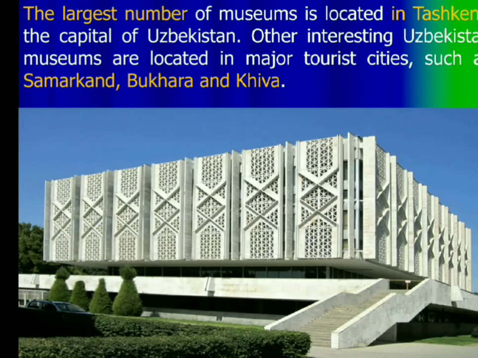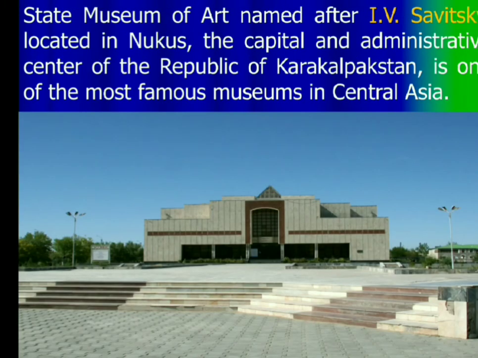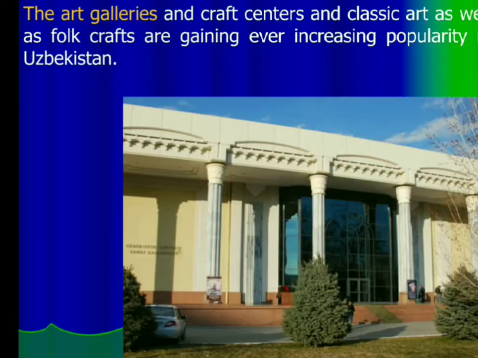So one of them is that the largest number of museums is located in Tashkent, Bukhara, Samarkand, and Khiva. And of course they display the history and nature and other specificity of the Uzbek nation. Museums are our heritage that we should preserve for the new coming generation. The State Museum of Art, named after Savitsky, is located in Nukus.